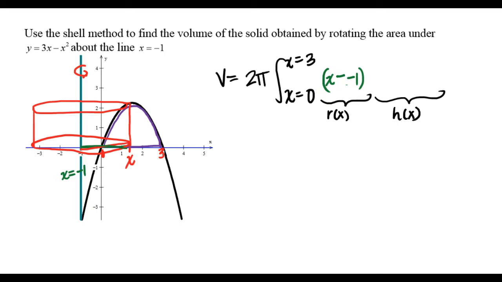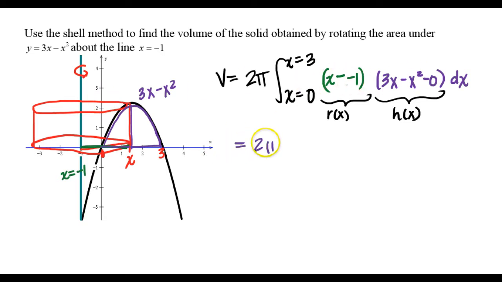And then to represent my height, well, my height was right here, and that's found by doing top minus bottom. So the top function, this is the graph of 3x minus x squared, and the bottom is right along the x-axis, which is y equals 0. So 3x minus x squared minus 0. So this is the formula, and I'm going to need my dx just to remind myself everything needs to be in terms of x. So even though I'm rotating about a vertical line, in using the shell method, I want everything to be in terms of x.